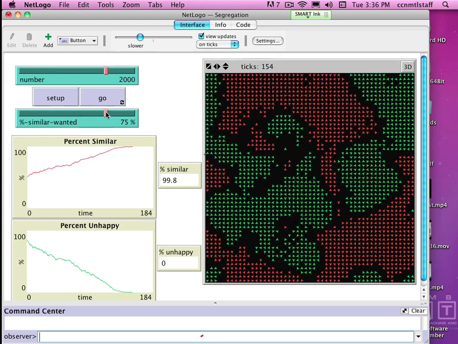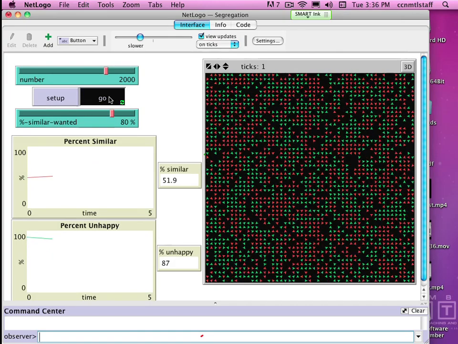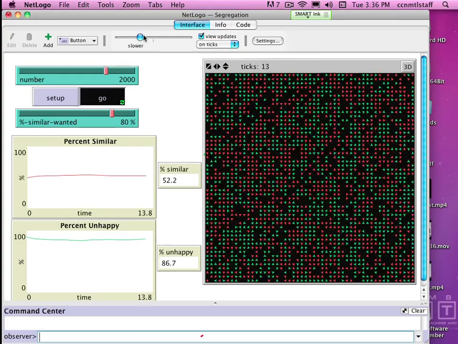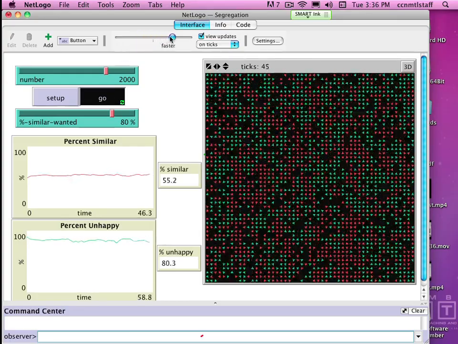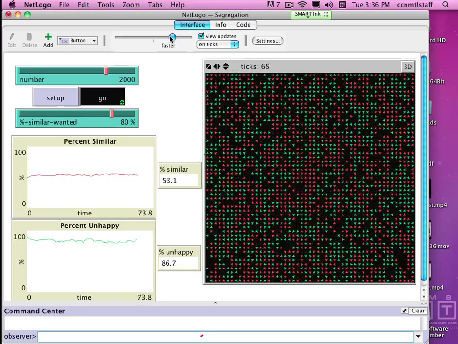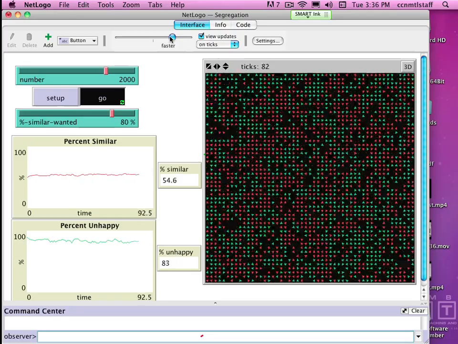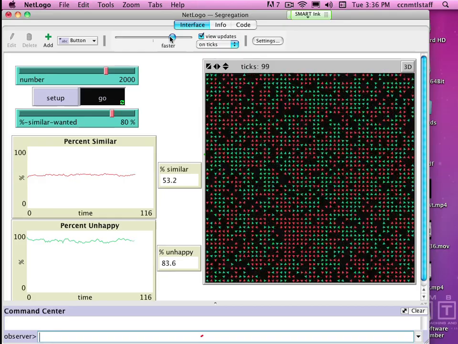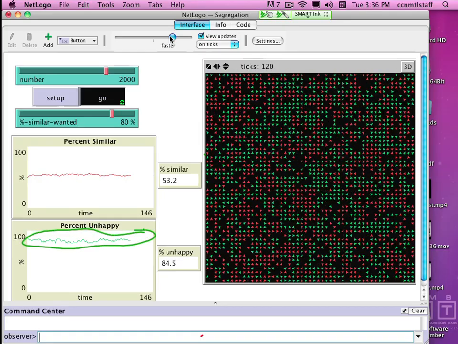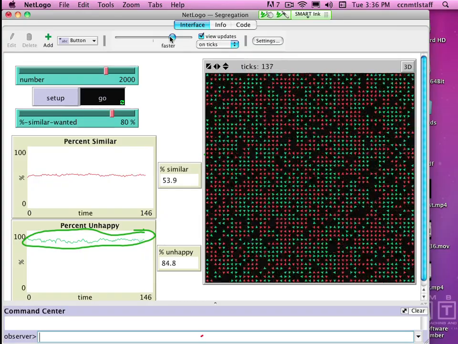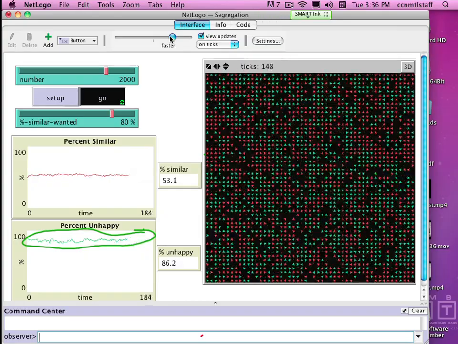Now let's just move it up to 80%. And we're going to make this go really fast. Okay. You can already get a sense, if you just look at the percent unhappy, as time goes by, this isn't really changing at all. It's just stabilizing. And if we ran this for a couple hours, nothing would really change.